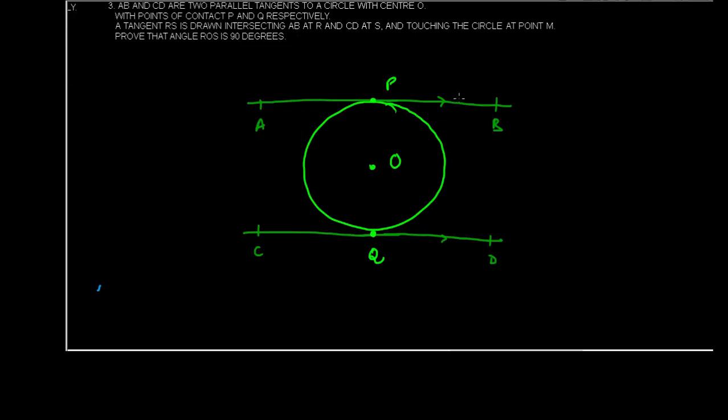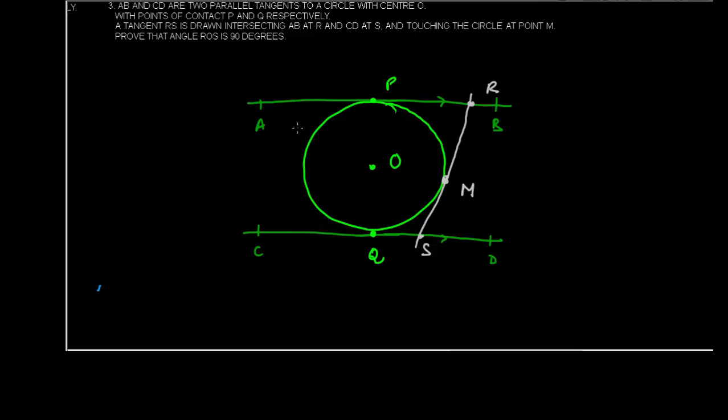So again, we draw a tangent. Let me draw a straight line. Actually, it's difficult to draw with the stylus. So yes, okay. So this is R and this is S, right? And this RS is a tangent intersecting AB at R and CD at S and touching the circle at point M. So this is point M.